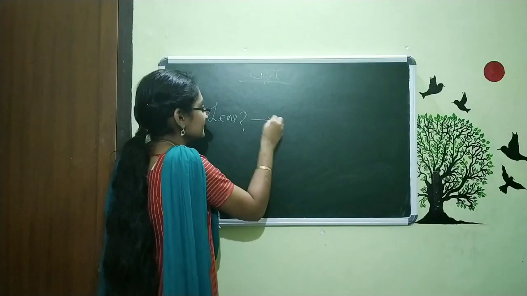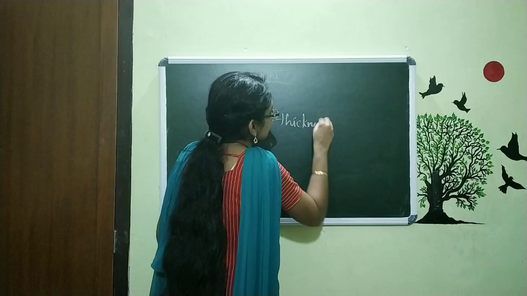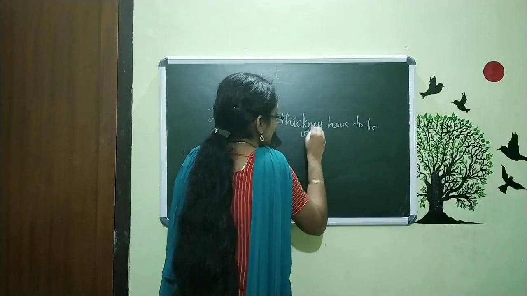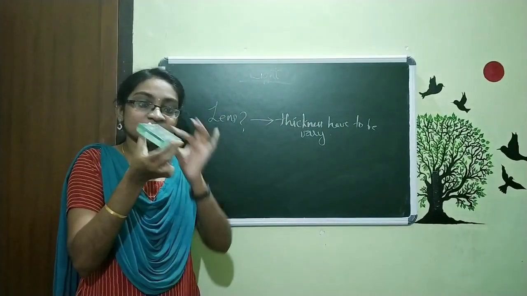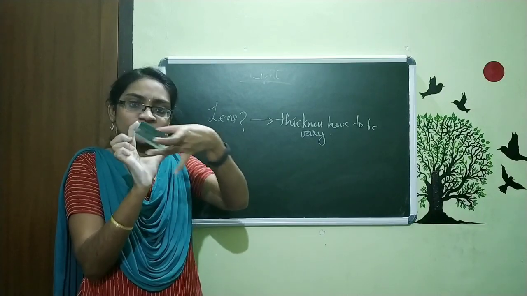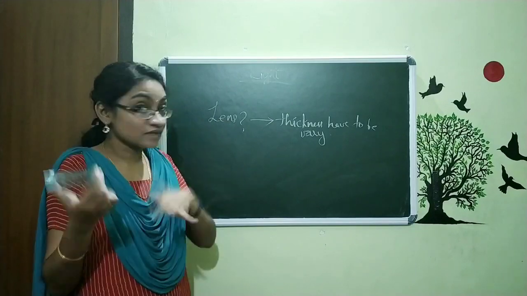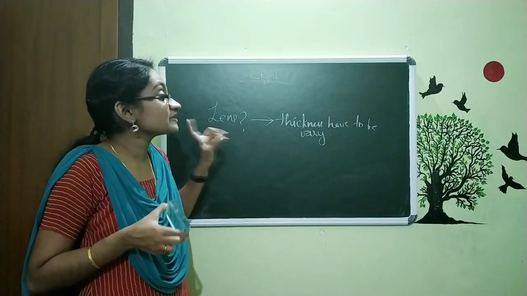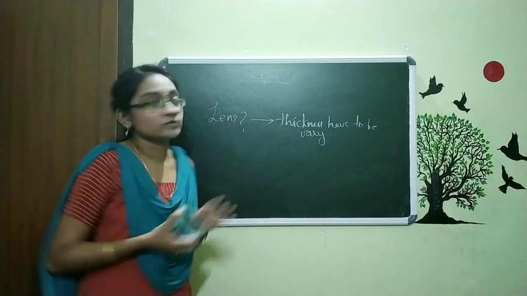For the lens, the thickness has to vary in a proper manner. Here, there is no thickness variation. From this point to this point, all the thickness is uniform. That's why this is a glass slab and this is not a lens. For the lens, there must be a thickness variation from this point to this. So, that's about this.